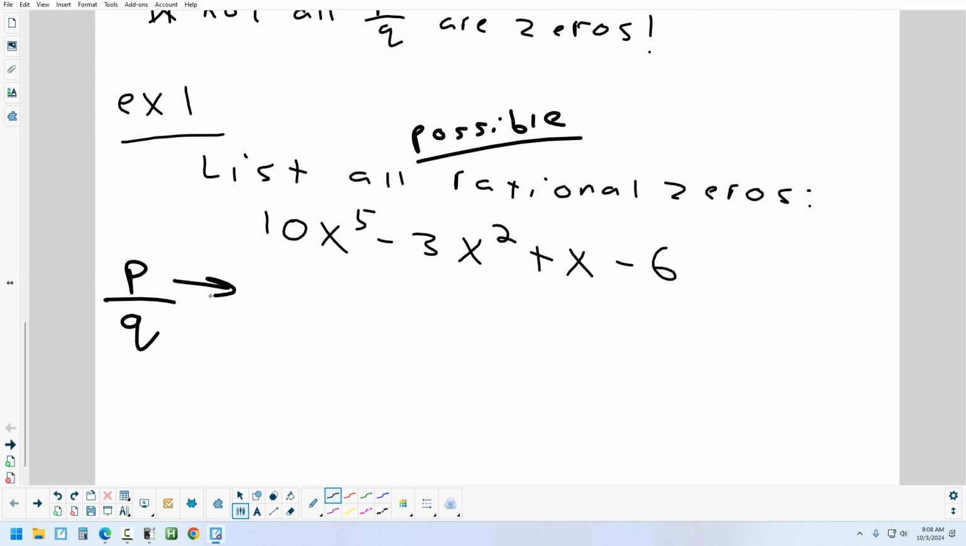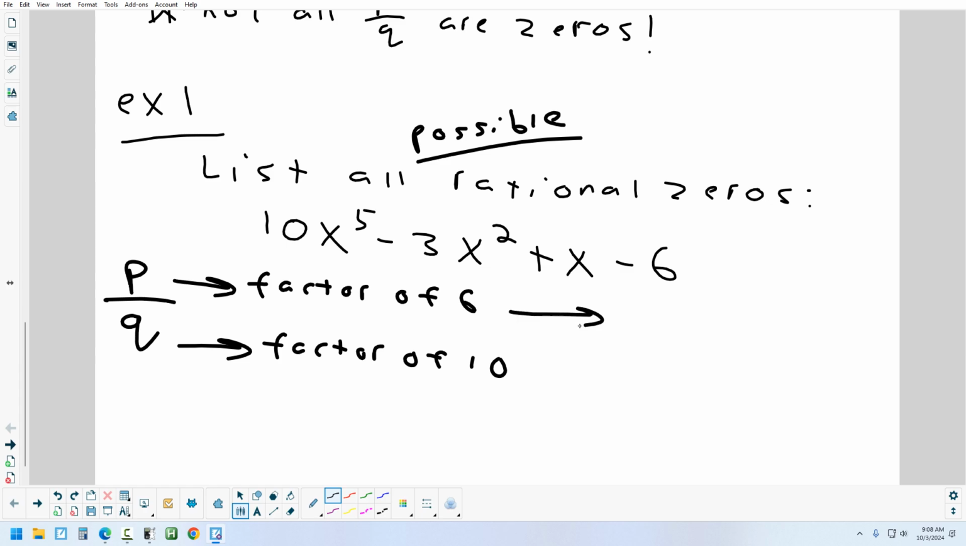The numerator are all the factors of what? Yes, factors of the constant. So the numerator has to be a factor of 6. And the denominator has to be a factor of what? 10. Okay. So now I want to write every possible option that there is. We'll do it in a very organized way so we can keep track. So let's start with all the factors of 6.